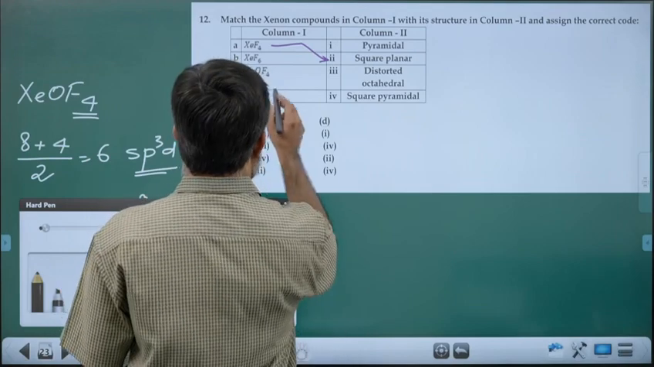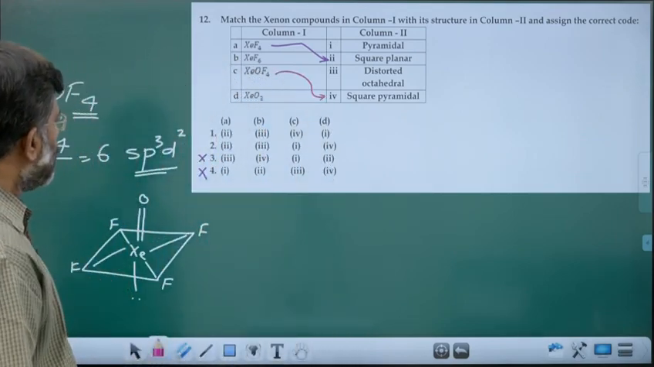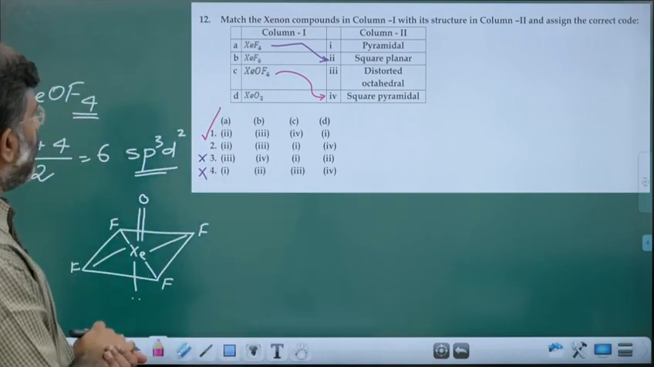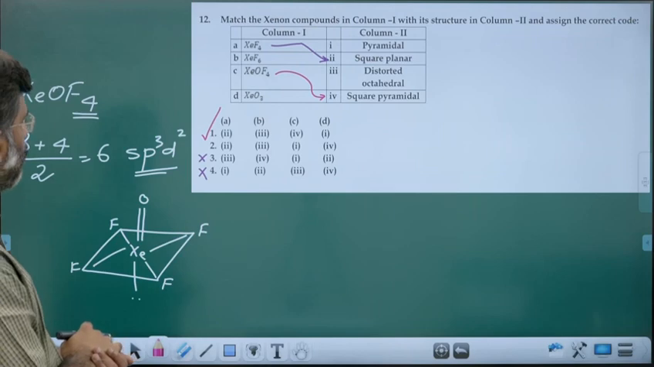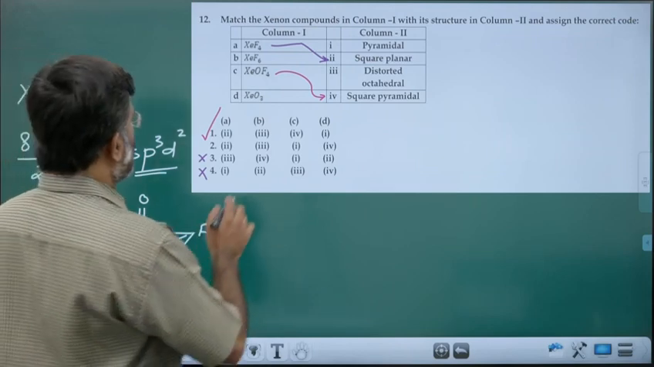XeF4 will go for square planar. So C with 4, so the answer is first choice. A with 2, square planar. B with 3, XeF6, distorted octahedral.